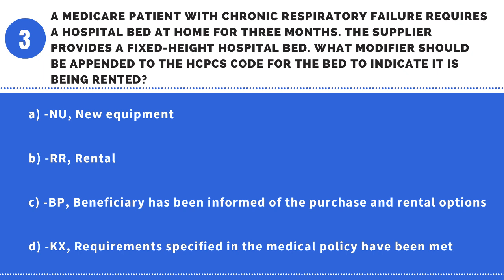Question 3. A Medicare patient with chronic respiratory failure requires a hospital bed at home for 3 months. The supplier provides a fixed-height hospital bed. What modifier should be appended to the HCPCS code for the bed to indicate it is being rented? A. NU, New Equipment. B. RR, Rental. C. BP, Beneficiary has been informed of the purchase and rental options. D. KX, Requirements specified in the medical policy have been met.